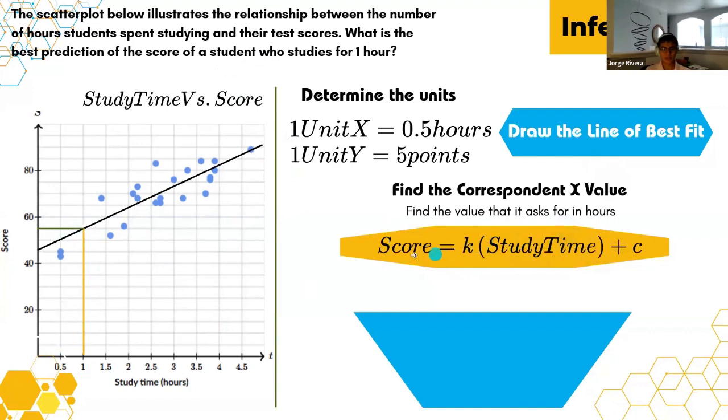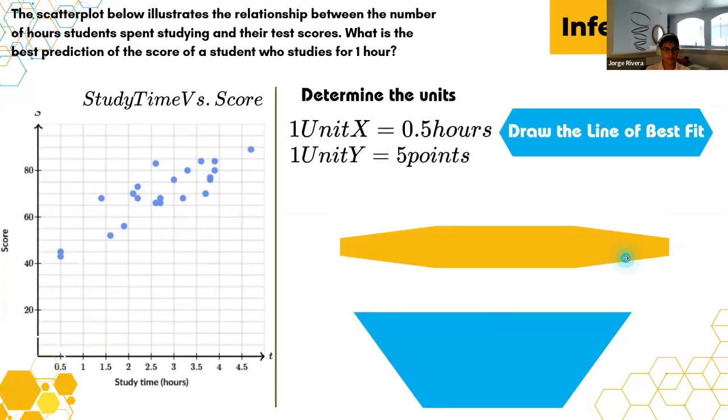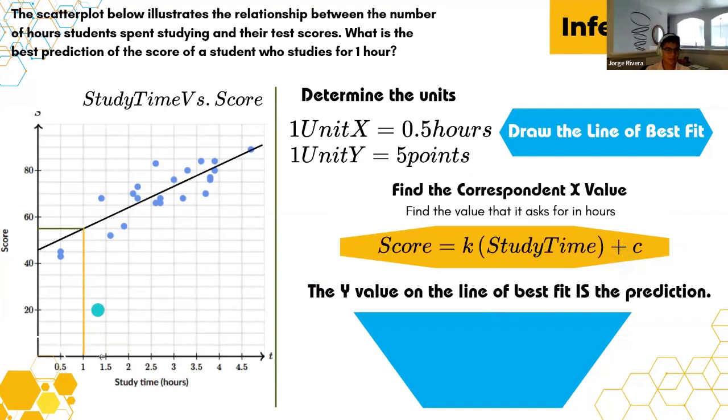So that means that the score is equal to K, where K is a constant that we don't know yet, K times the study time plus C. So the y value on the line of best fit is the prediction. Okay, so it's the best prediction.